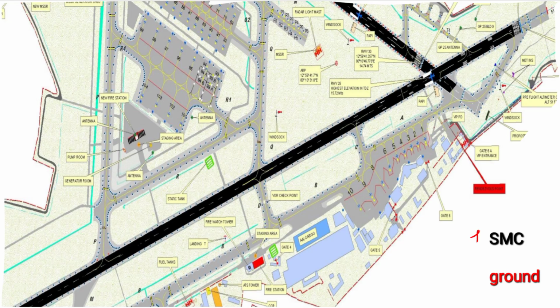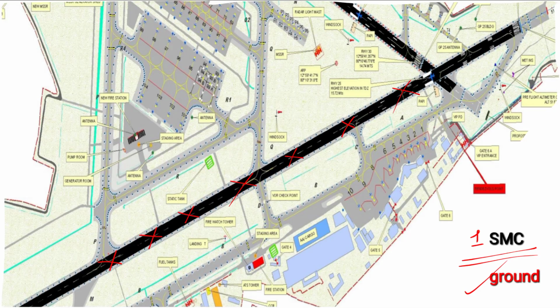Starting with surface movement control, we call him ground. If you are at Delhi, we call him Delhi ground. This "ground" is called the suffix. If you are at Chennai, Chennai ground. If you are at Kolkata, Kolkata ground. Mumbai, Mumbai ground. So surface movement control is given the area on the surface of an airport except the runway. They have no control on the runway in normal situations.